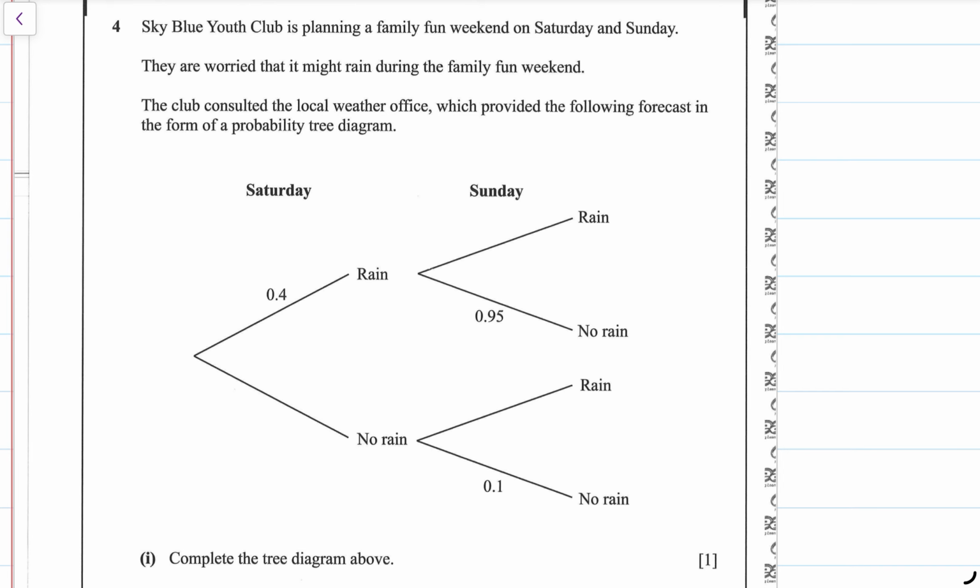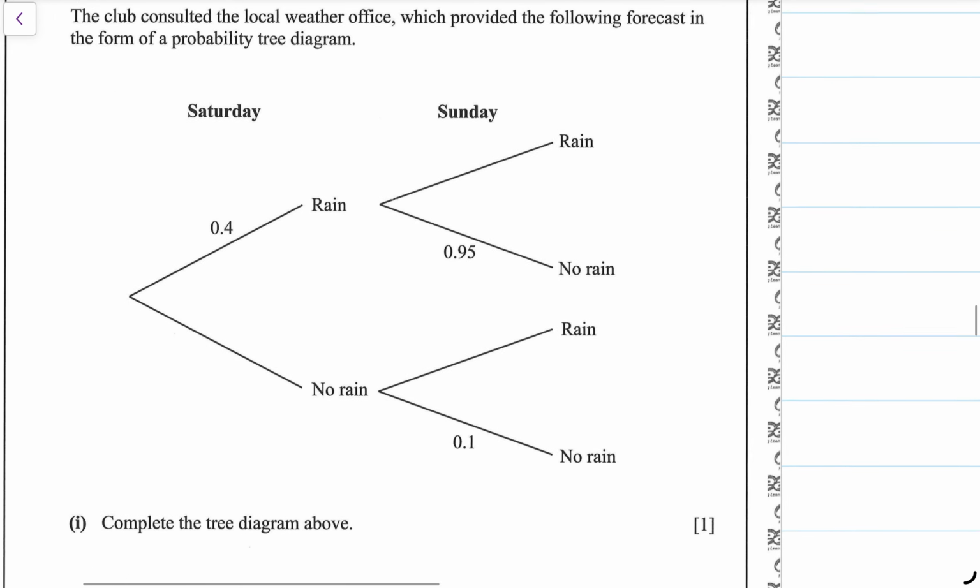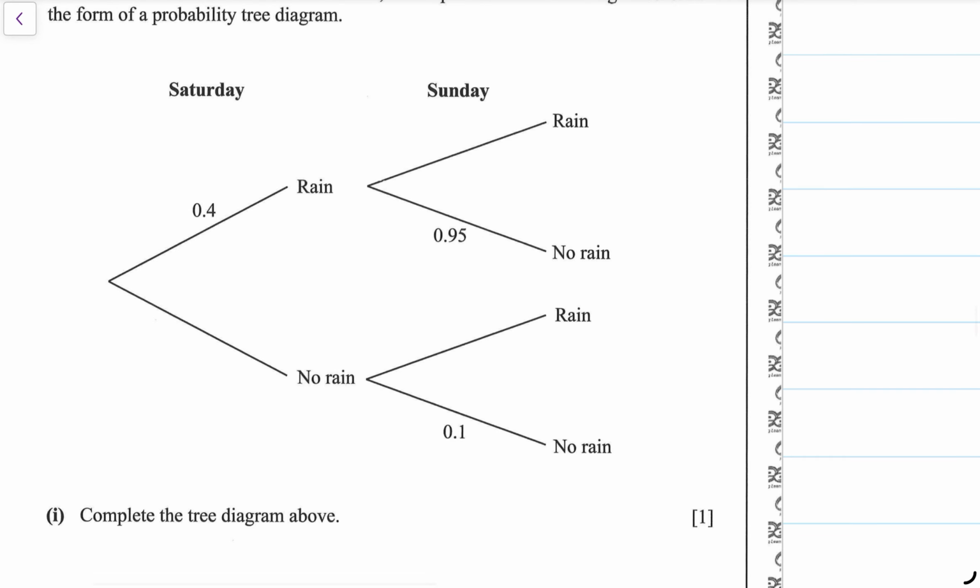Okay. Right, I've got enough information here. They've got this sort of half filled in. So it rains on Saturday 0.4. That means it doesn't rain 0.6. And then Sunday, it doesn't rain 0.95. So that's going to be 0.05 then for the raining. And then doesn't rain or no rain is 0.1. So that's going to be 0.9.